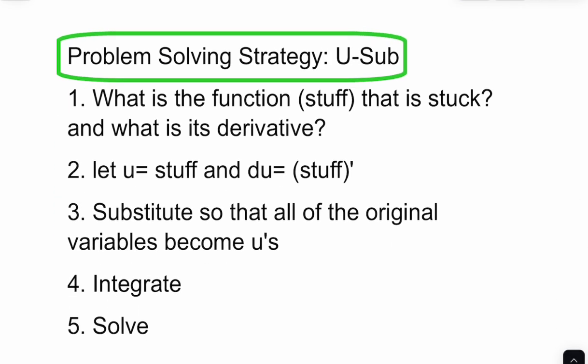So here's the strategy you want to take. There are 5 steps when you're doing these problems. The first step, what is the function, the stuff that is stuck, and what is its derivative? 2, we're going to let u equal that stuff. We're going to let du equal the derivative of that stuff. We're going to substitute in so that all of the original variables become u's. We're going to integrate that easier problem. And then to solve, you have to put the original variable back.